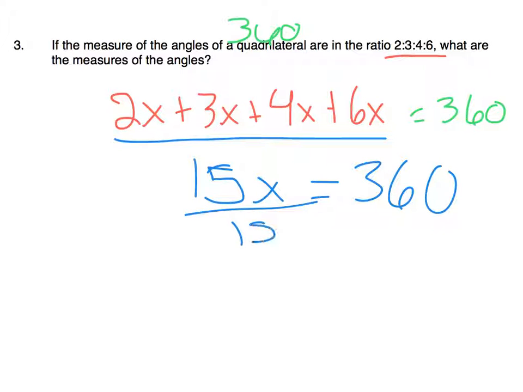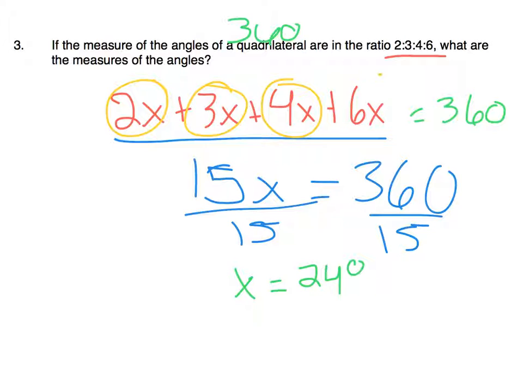I can then go ahead and divide by 15 on both sides, and I happen to just know this one. That gives me that x is equal to 24 degrees. And again, you could use a calculator there. You don't necessarily need to know that off the top of your head, but that's going to be 24 degrees for x. Okay? But if I look here, I want to know what the angle measures are. I don't care what x is. I want to know what each of these chunks here in my first equation actually represent. So I need to find 2x, 3x, 4x, and 6x. Okay? So if I start with 2x, well, 2x would be 2 times 24, gives me 48 degrees.